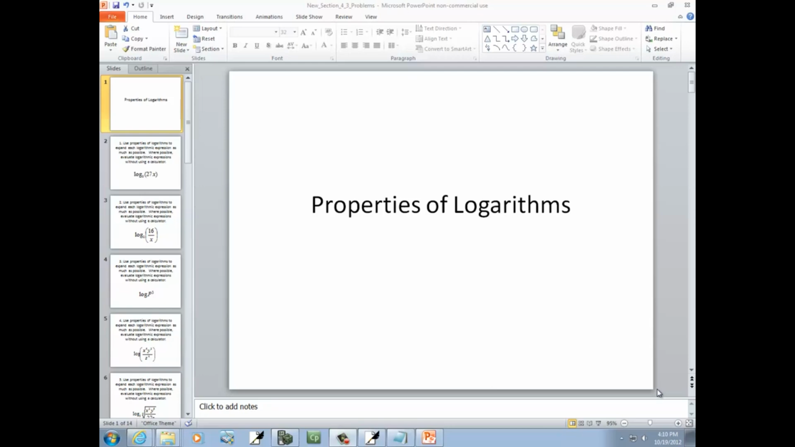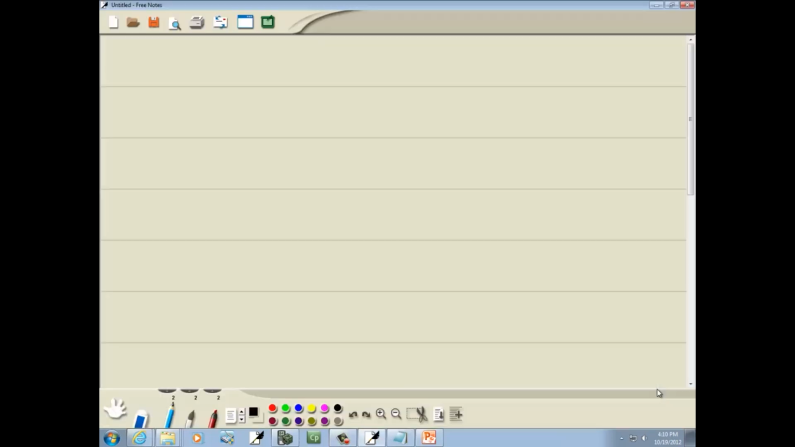Let's take a look at properties of logarithms. We've got three main properties. First one, if you have log of something plus log of something, addition becomes multiplication. So log p plus log q is going to equal log of p times q. And it goes both directions. If you have addition, you can rewrite it as multiplication. If you have multiplication, you can split it apart that way.